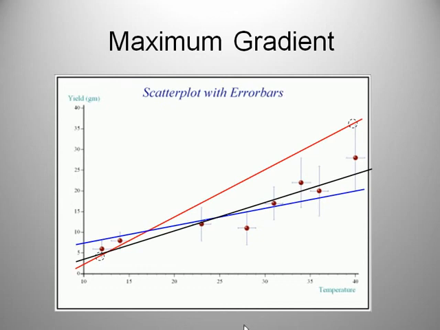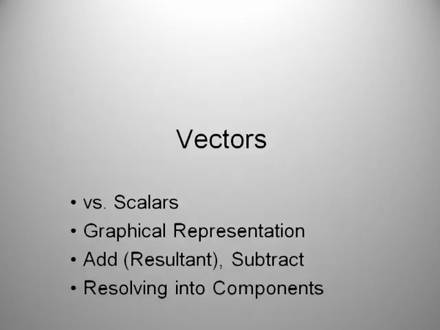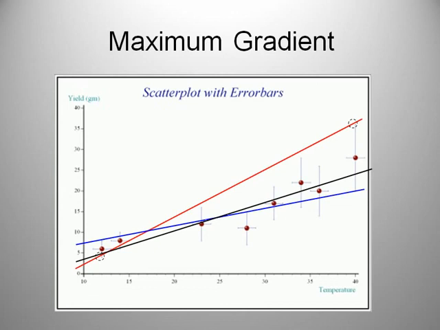Now the gradient usually means something. It has some meaning. For example, if this was distance or position, displacement, and time, right? So displacement and time, the slope of that graph would give us velocity. So the gradients here or slopes would represent velocity, and the difference between the maximum and minimum gradient here would give us our range of velocities based on our uncertainty and our measurements. Okay, that's it for this screencast.